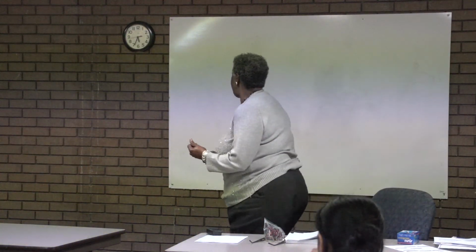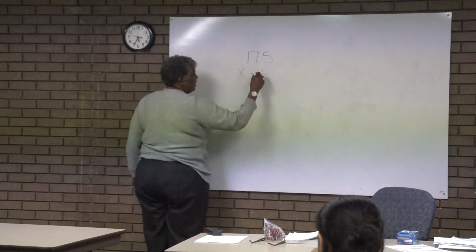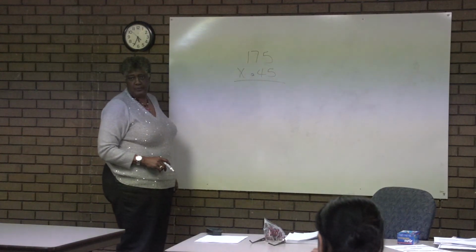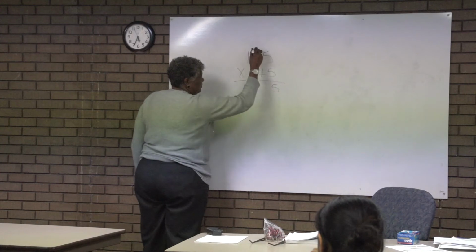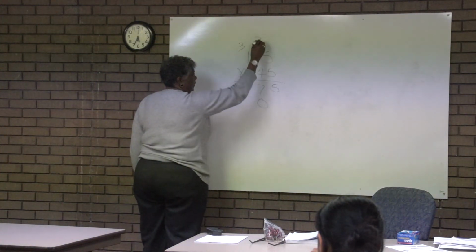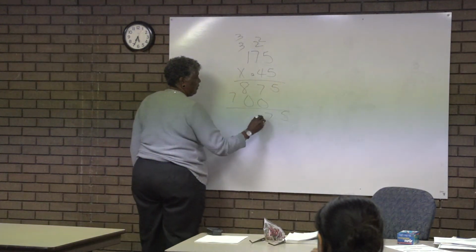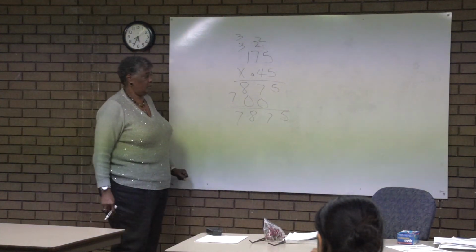Go back to your multiplication. 175 times 0.45. Notice I didn't put the zero there because the zero in front is unnecessary. It just says no dollars. Look at my numbers and yours and see where your multiplication went wrong.